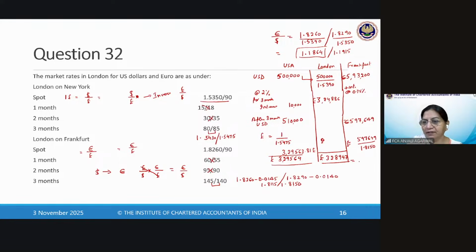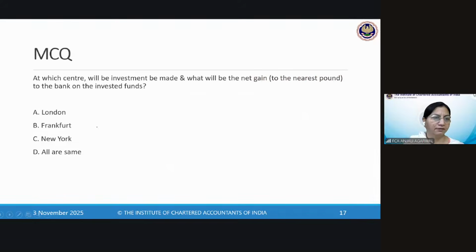You end up getting 3,29,283 pounds. All right, 0.19 can be ignored. So where do you get the highest pounds? If you invest in US. Is the question clear?